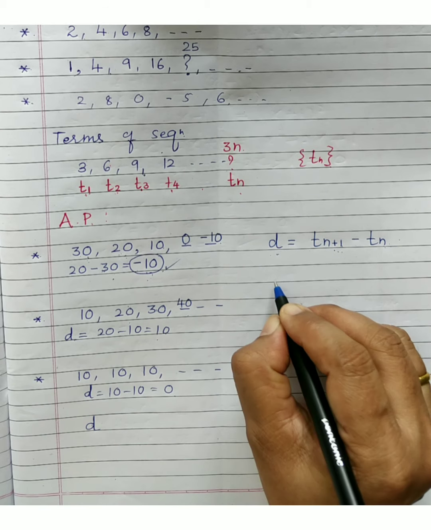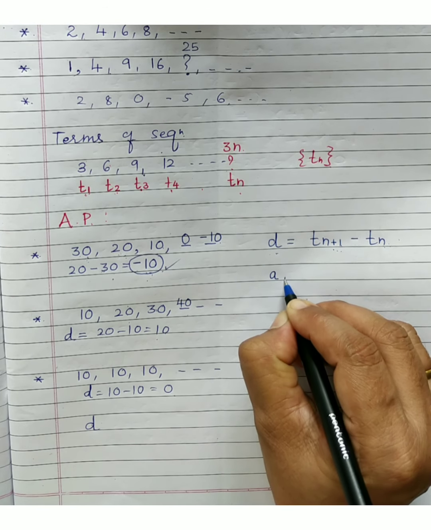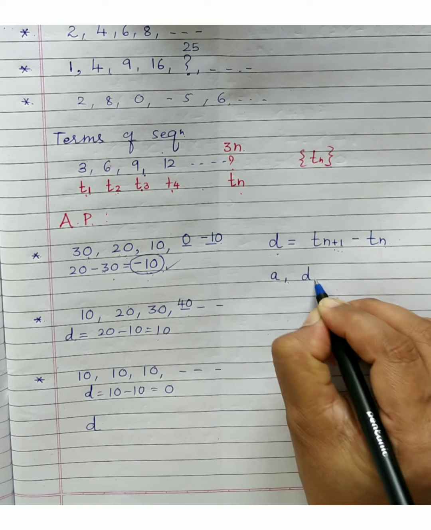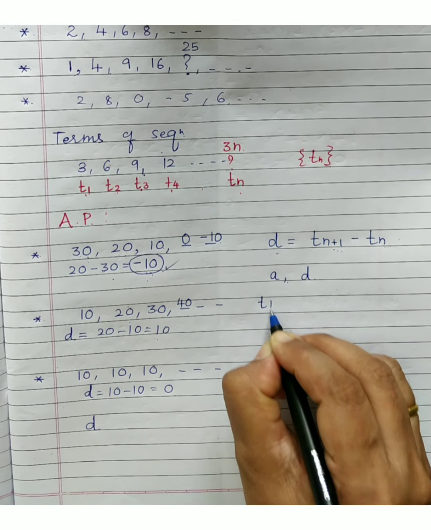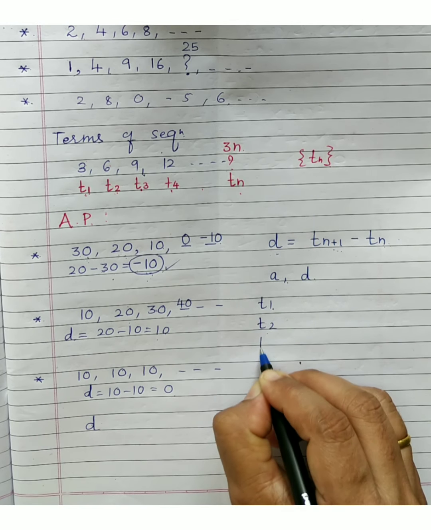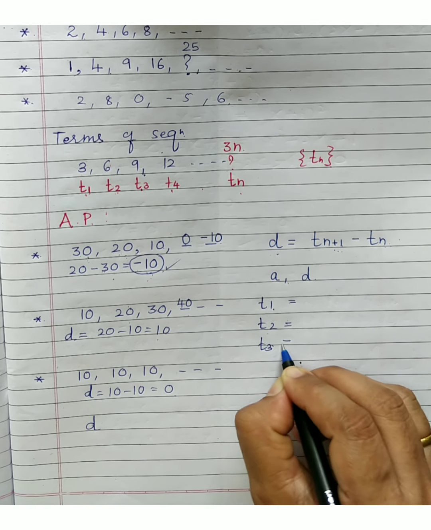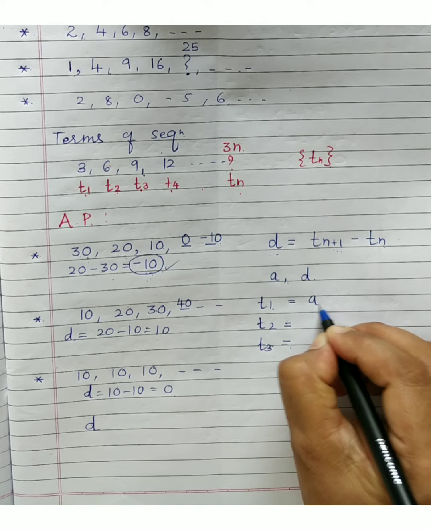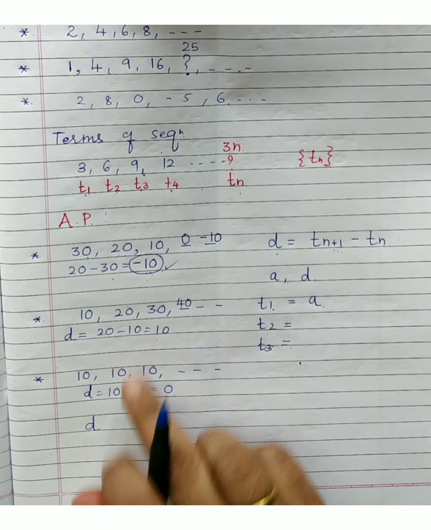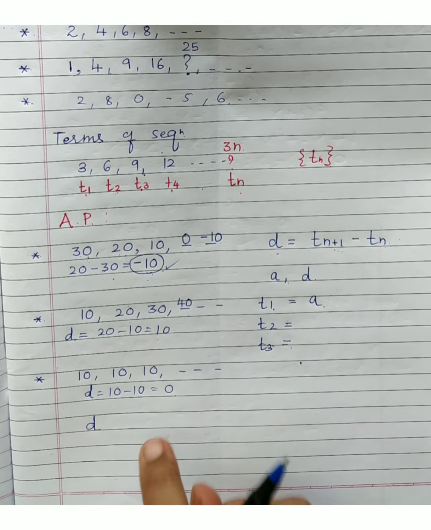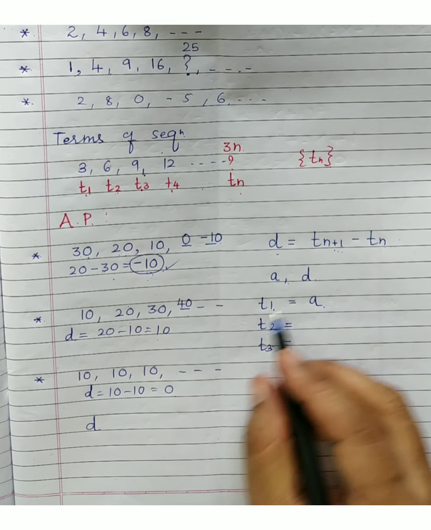So if the first term is A and the common difference is D, you can find all the terms in an AP. I'll show you some examples. We are going to work with all these things in our exercise also. So the first term is A. How are we obtaining the second term? By adding the common difference. We are adding only; if the sign is negative, it will get subtracted.